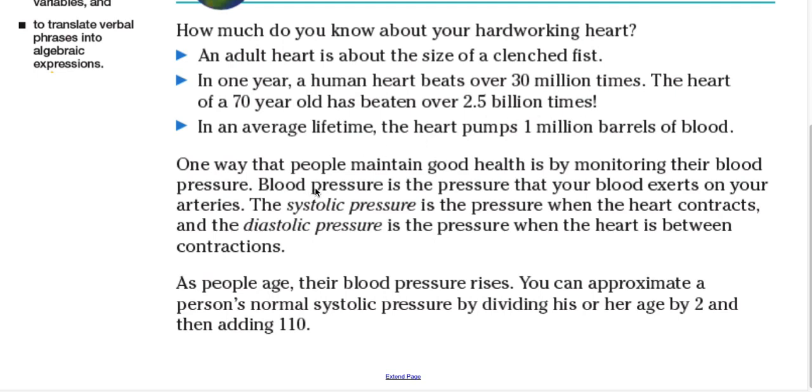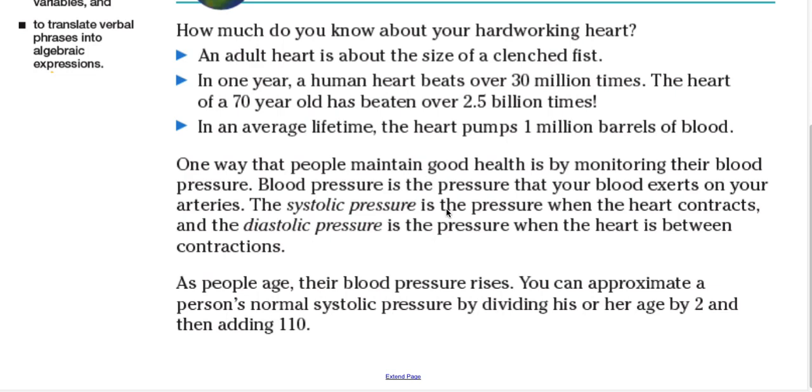Okay? So one way that people maintain good health is by monitoring their blood pressure. Blood pressure is the pressure that your blood exerts on your arteries. Systolic pressure is the pressure when the heart contracts, and diastolic pressure is the pressure when the heart is in between contractions. As people age, their blood pressure rises.